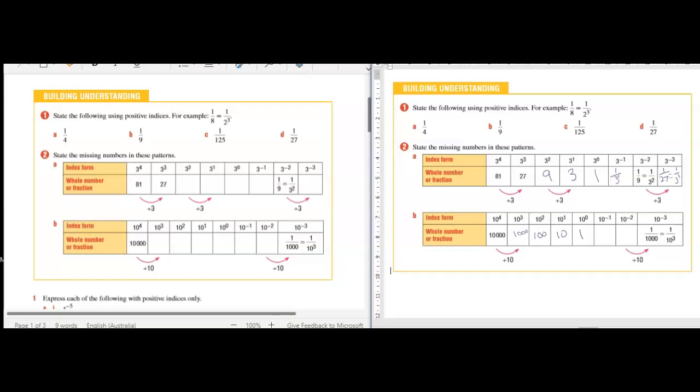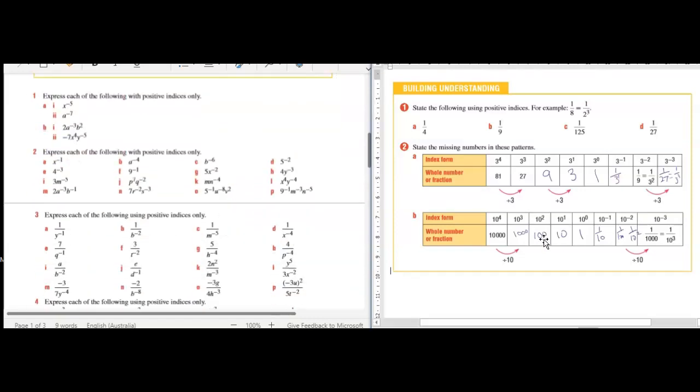And then 10 to the power of negative 1 is going to be 1/10. So we're now dividing by 10 each time. 1 over 100, or if you wanted to write that in index form, it's 1 over 10 squared. And then we've got 1 over 1,000, which in index form is 1 over 10 cubed.